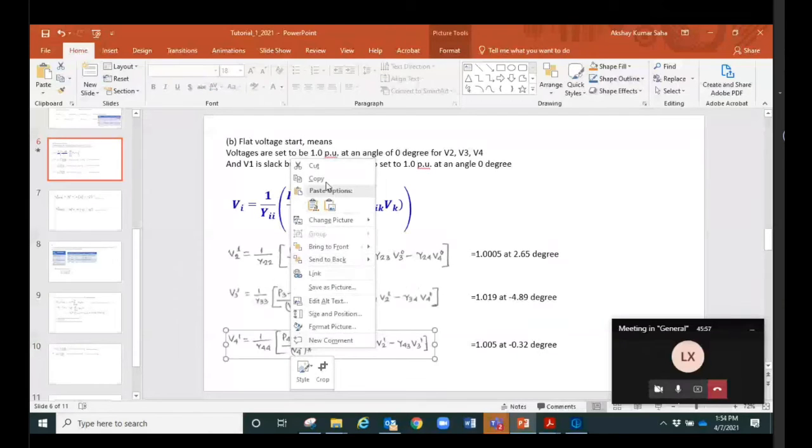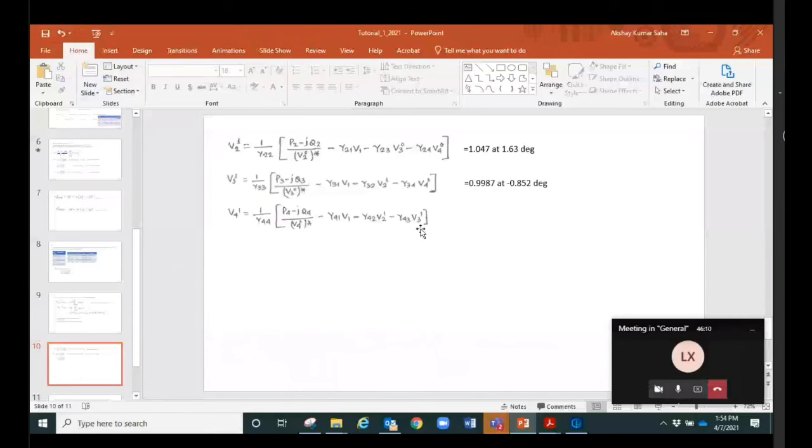Before we start, we will assume that it's 1 at an angle 0 degree. So if we put all the values, we will get the value of V41, which I have to help you. You need to do these things at home by yourself.